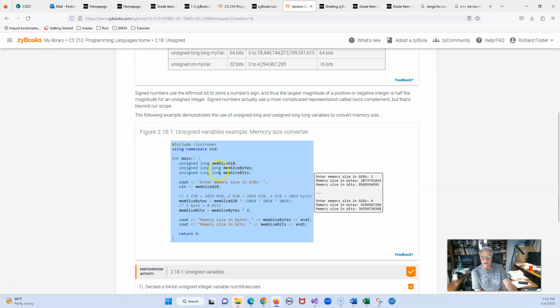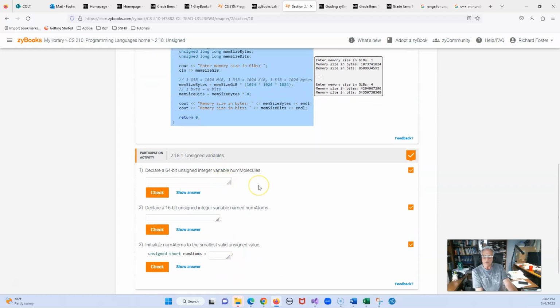All right, so let's go and just look at this. I will let you go through this on your own in here. So declare a 64-bit unsigned integer value. Well, I'm going to do it wrong the first time. So let's just go. We think it's long. So let's go and do long, and let's do num molecules. And I'll put in the semicolon. The next time I'm going to leave it out so you can see in here.